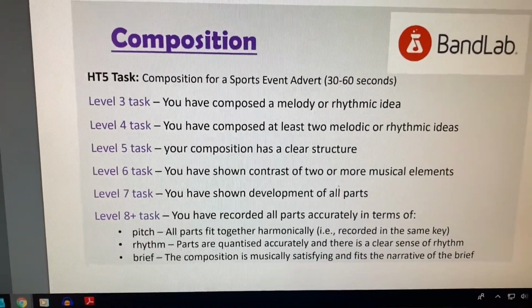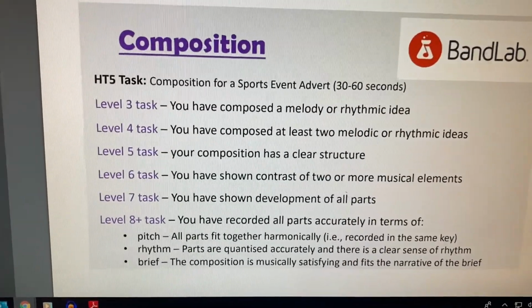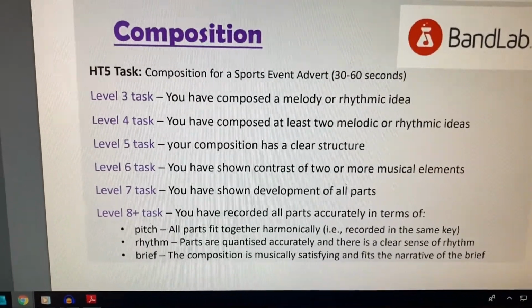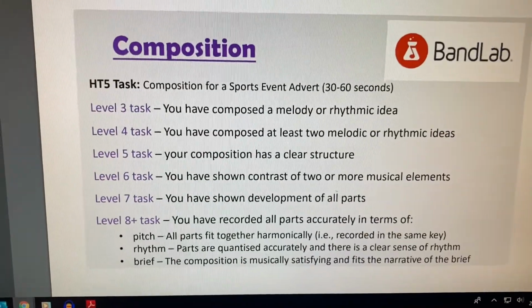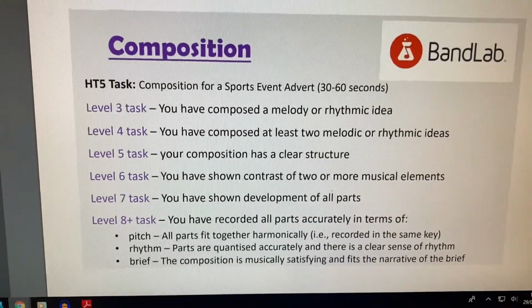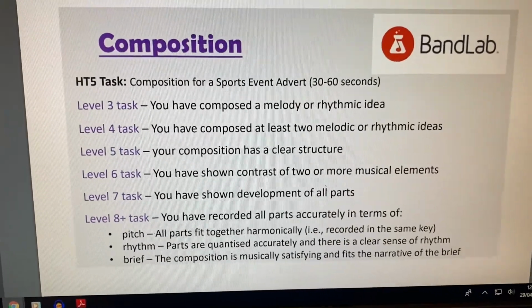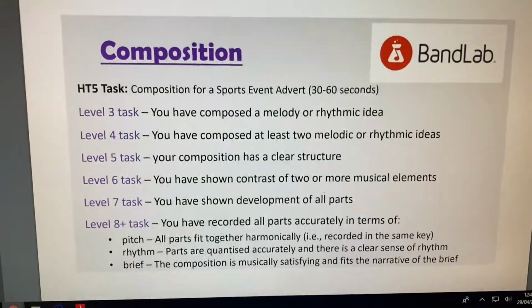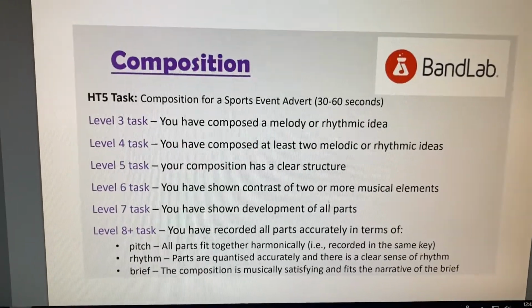For level 5, we then begin to have a structure, so a beginning, middle and end. And then for level 6, we have contrast of two or more musical elements, so texture and pitch, for example. For level 7 and 8, okay, we need development of all parts. In this second video, I will demonstrate how to achieve contrast and development of all parts. For this video, I'm just going to go through a couple of ideas for starting you off.